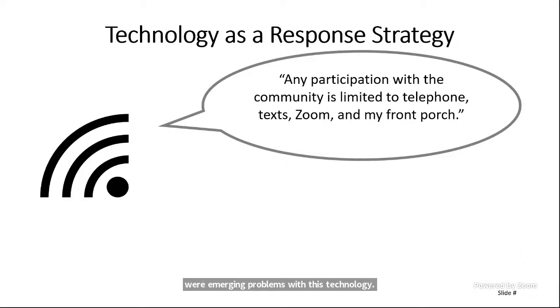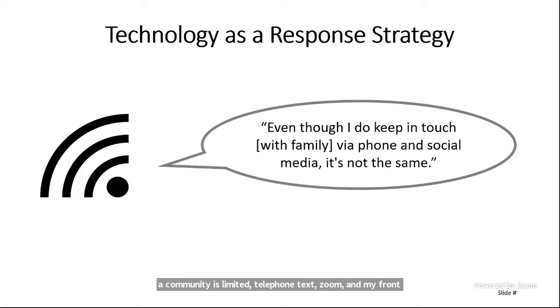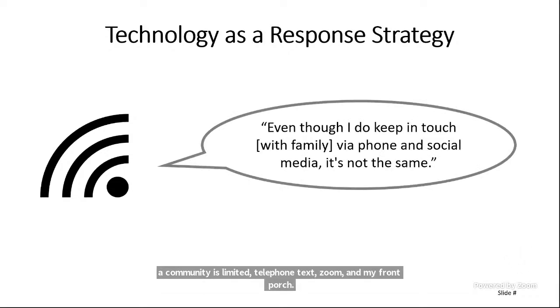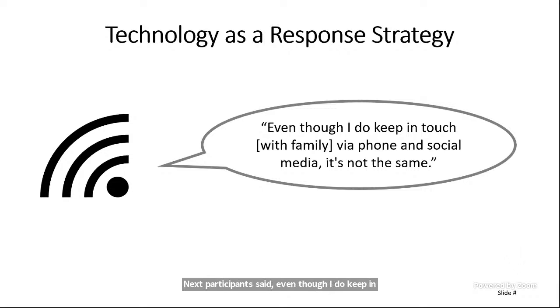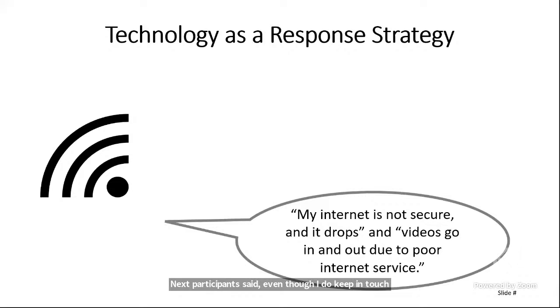But we noticed that there were emerging problems with this technology. One participant said that any participation with the community is limited to telephone, text, Zoom, and my front porch. The next participant said, even though I do keep in touch with my family via phone and social media, it's just not the same. And then another participant said that my internet is not secure and it drops, and that the videos go in and out due to poor internet service.